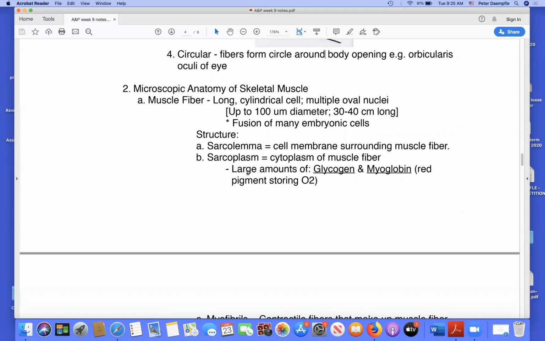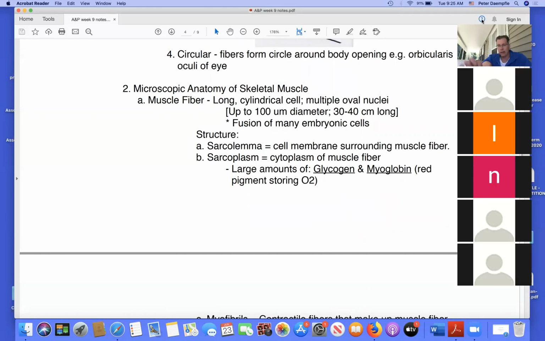All right, so moving along, muscle fibers. I just want to go over what the muscle fiber looks like, right? This is not your average cell. An average cell is a round little thing, 80 micrometers wide, and this is not a round little thing. A muscle fiber can be up to 100 micrometers in diameter, 30 to 40 centimeters long. So you have some long muscles.